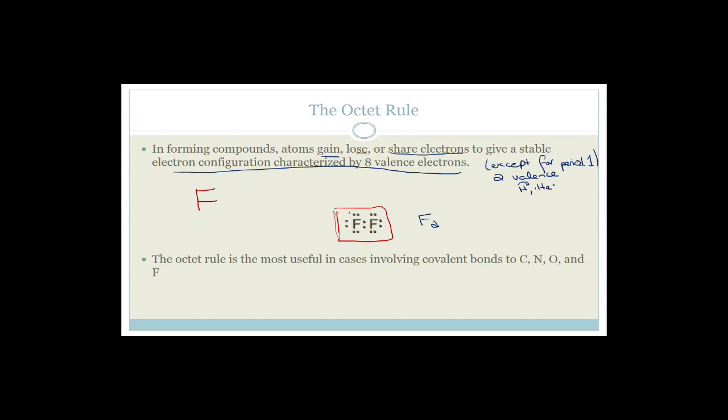I don't mind if you use dots and crosses or dots and circles. I personally prefer dots and crosses because sometimes your circles look like dots. If you're doing it quickly, that circle can actually look like a dot and vice versa. So a better thing to do would be to use dots and crosses. So how does this work? Fluorine is in group 7, so it's got 7 valence electrons. So it works like this.